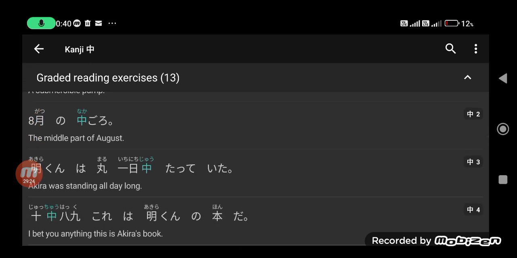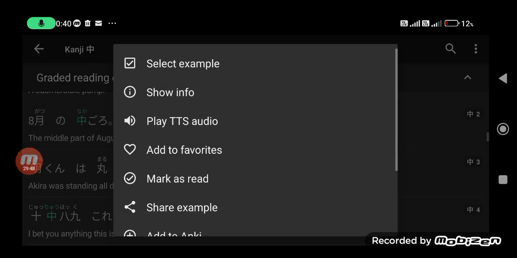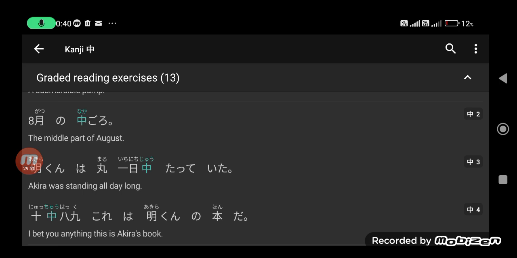The middle part of August. What is August? Hachigatsu. Hachigatsu nakagoro. Nakagoro is goro here, or koro. So this is kanji compounding. The base reading is koro, but because of kanji compounding, or fukugogo, the koro becomes goro. So nakagoro is the middle part. 8月の中頃. So probably August 16.